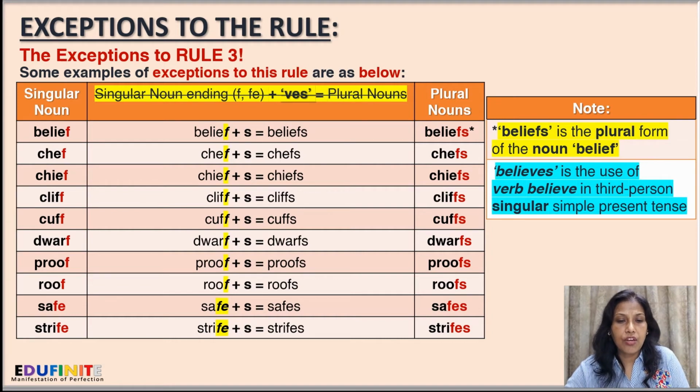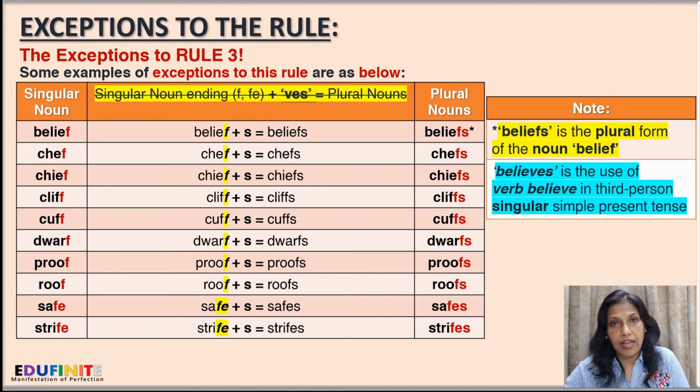Now next, chief, chef, cliff, and similarly dwarf, proof, roof, all these words end with F. But we don't remove those F's and add VES to them. Instead, we keep those F's and just add S to make the plural form, like chefs, chiefs, cliffs, cuffs, dwarfs, proofs, roofs, etc.